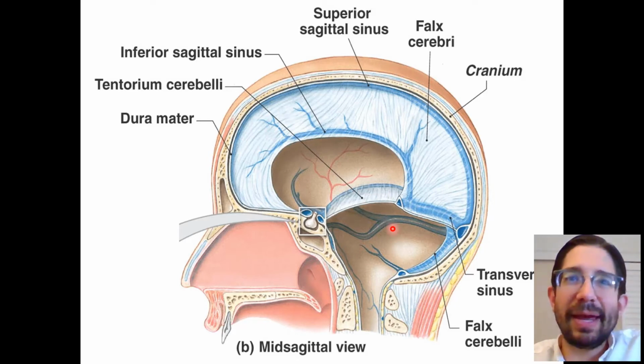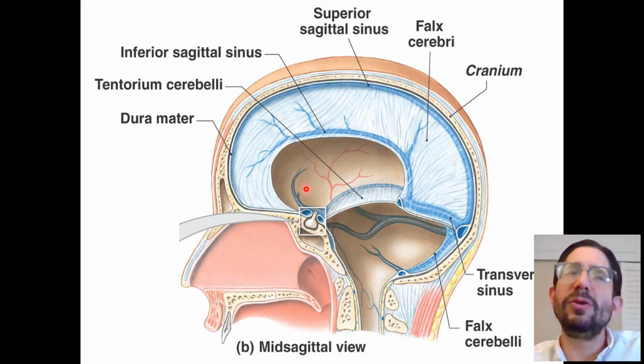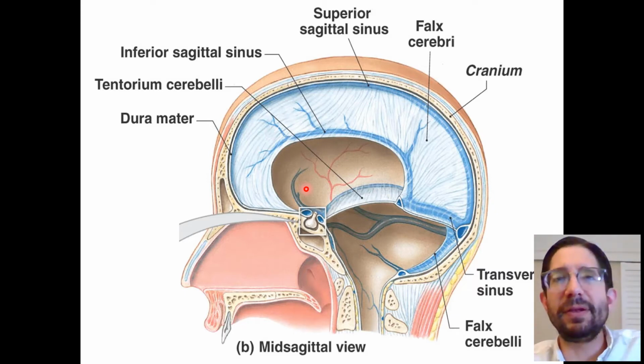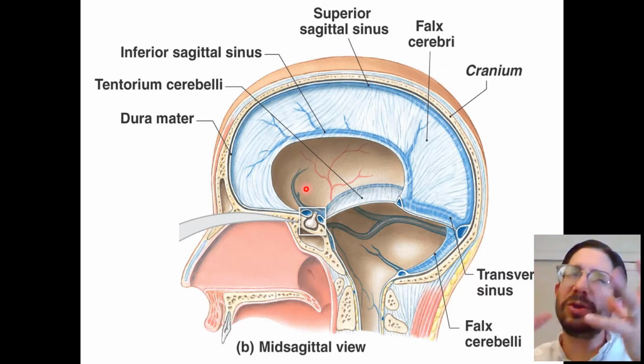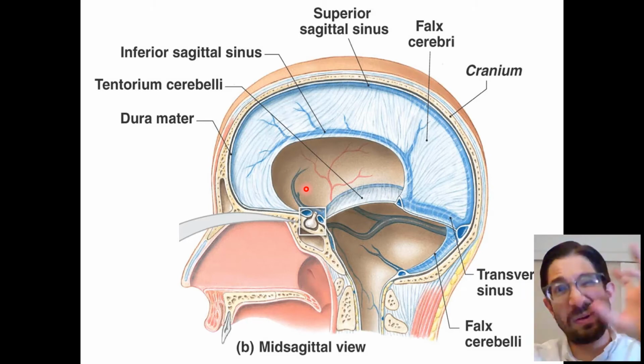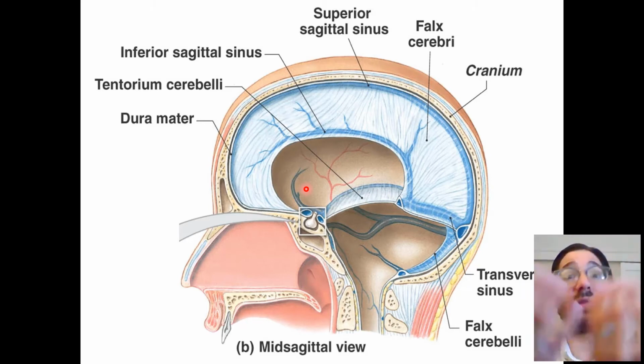The cerebellum can't communicate with the brain through here, so it sends its communications through alternate pathways we'll learn about later. So, two modifications of the dura mater to provide some additional structural support more inside of the brain, not just around it.